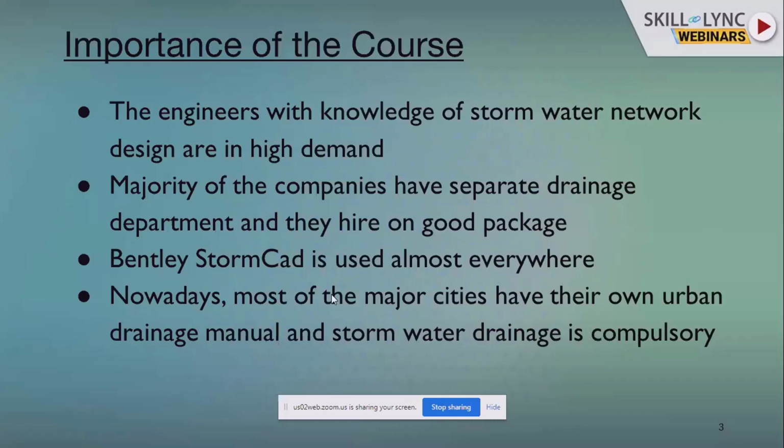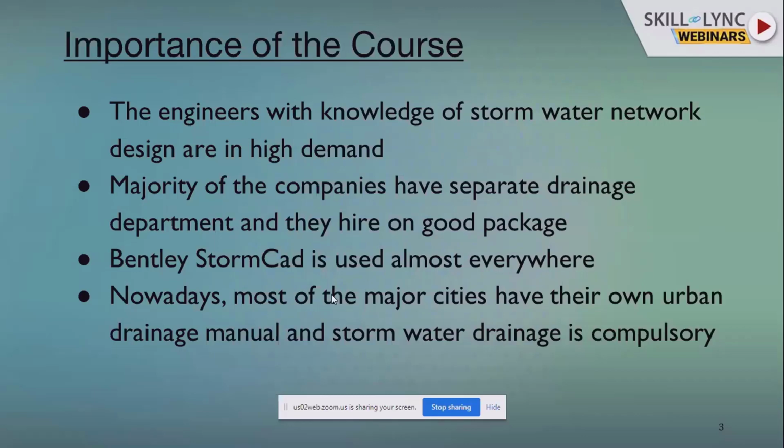Now you will see major cities like Mumbai, all Malaysian cities, or any American cities have their own drainage manual. They are giving so much importance to the drainage of the city. So they are making their own manual, and they are making it compulsory. It is now compulsory from the civil authority. You cannot develop your property, you cannot develop one housing project until you have a drainage system. This is very important.